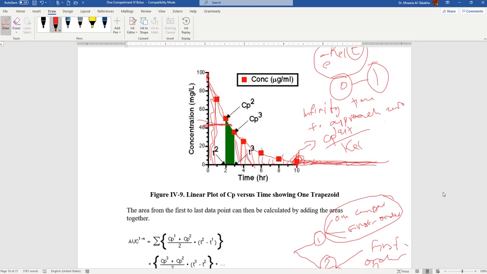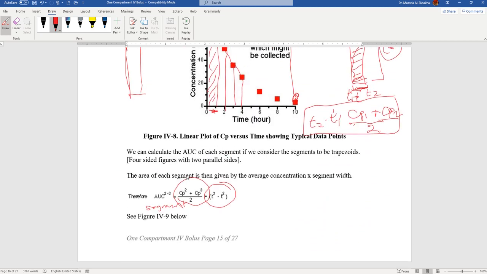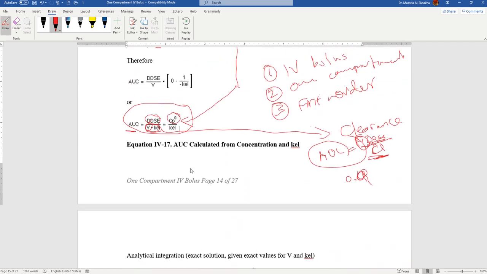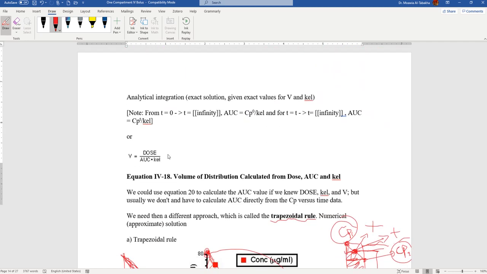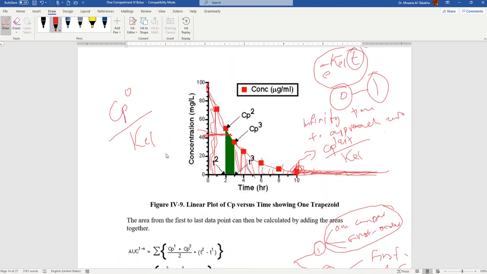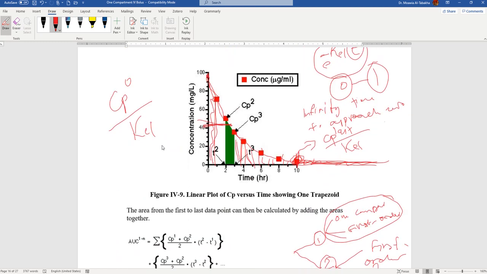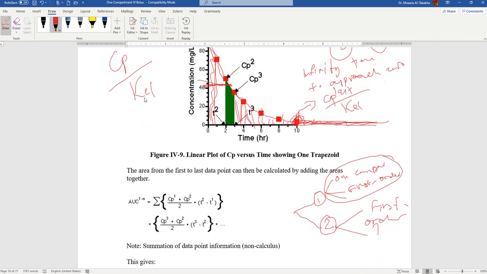شوفوا, actually this is the same as saying CP0 على KL. شو CP0 على KL? CP0 على KL will give me the area from here to infinity, which is the same equation we talked about before. CP0 على KL, here we assumed ايش? One compartment. طيب, and CP last على KL راح يعطيني the area from this point and forward. Okay, طيب, how do I get KL?